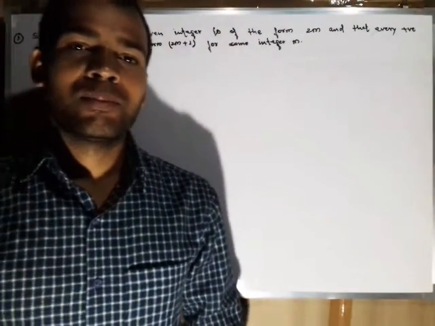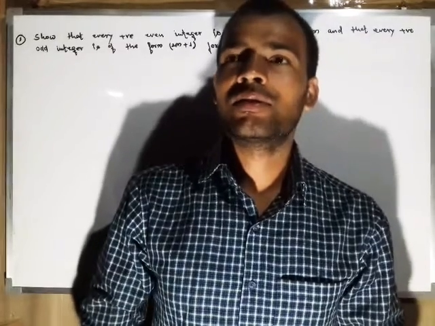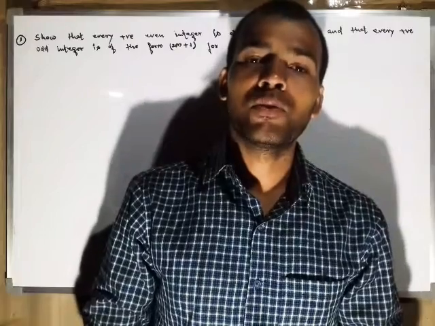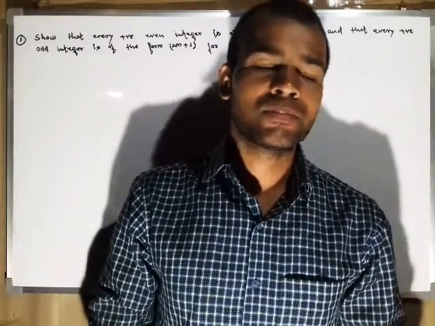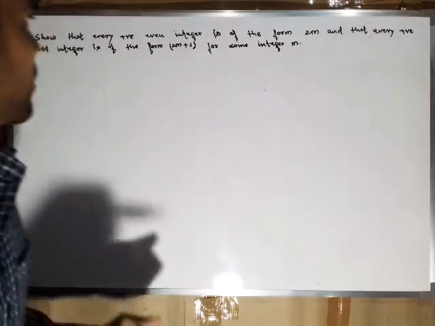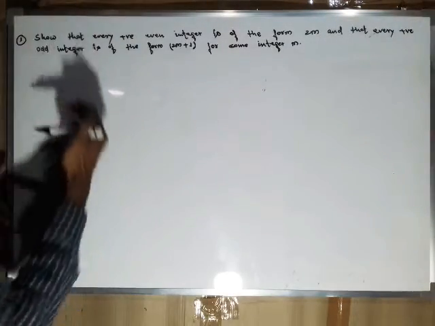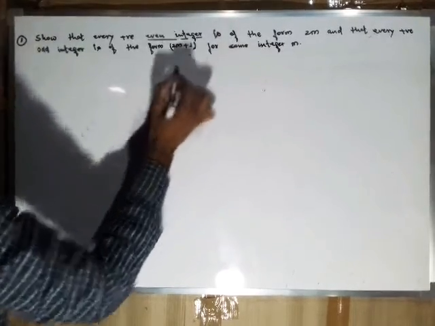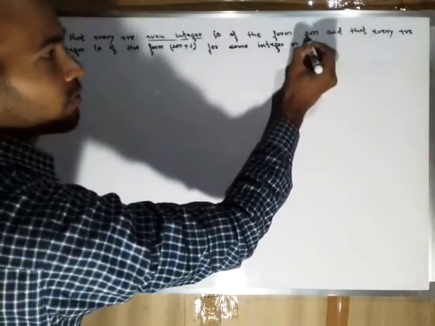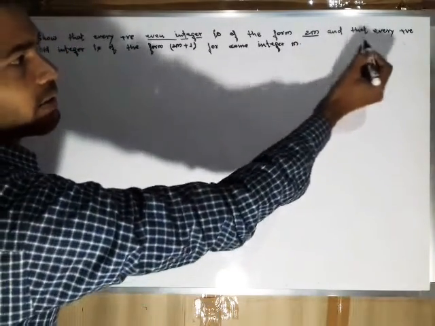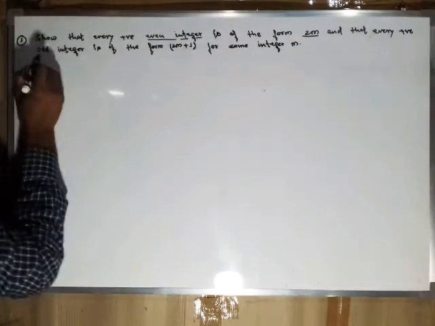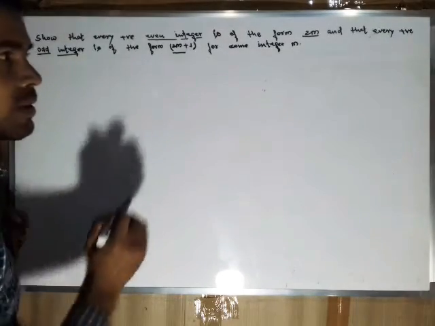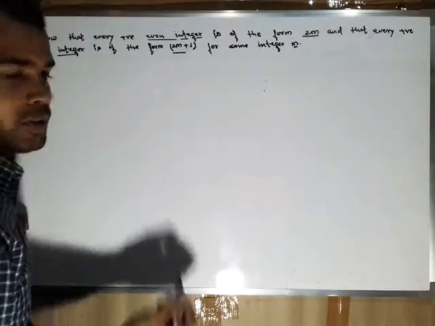Friends, in the first video we have already studied Euclid's division lemma. Now we are going to solve some important applications of Euclid's division lemma. Here is the first application: show that every positive even integer is of the form 2m, and that every positive odd integer is of the form 2m plus 1 for some integer m. We have to prove it.